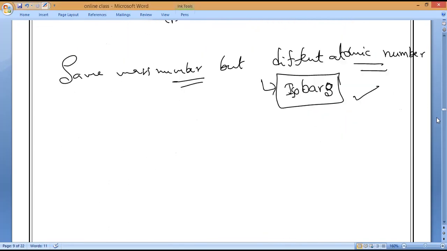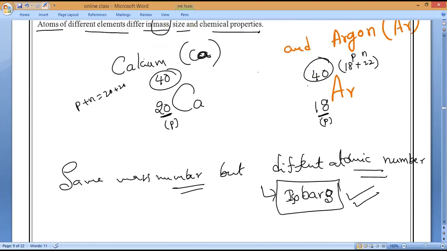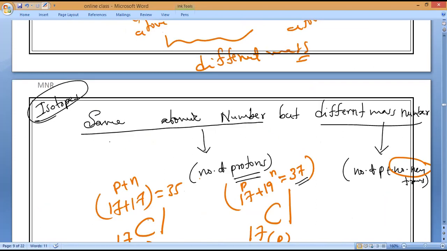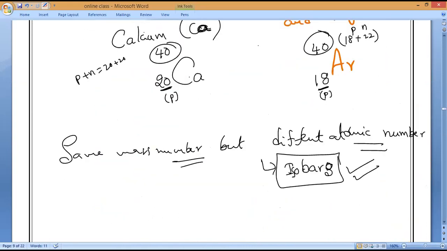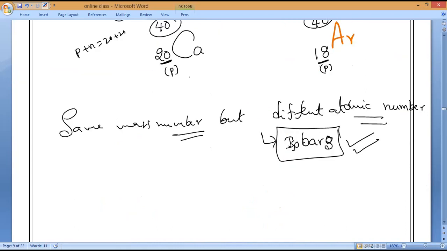In chapter 4, we will study isobars and isotopes again, very clearly. For now, I am just teaching you this. Anybody having any doubt? Anyone can ask me. If no doubt, then right.